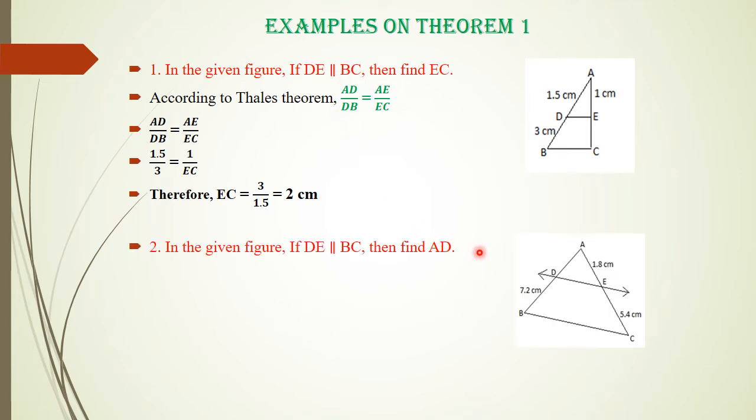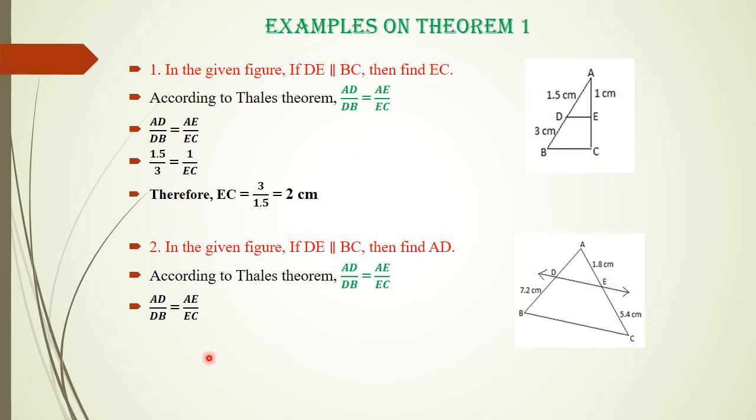Similarly, we have one more example. Again, in this figure, he is telling us that the DE line is parallel to the BC line. Then he is asking us to calculate the AD value here. So we can write again, if DE is parallel to BC in this triangle ABC, then using theorem 1 we can write the result as AD upon DB is equal to AE upon EC.